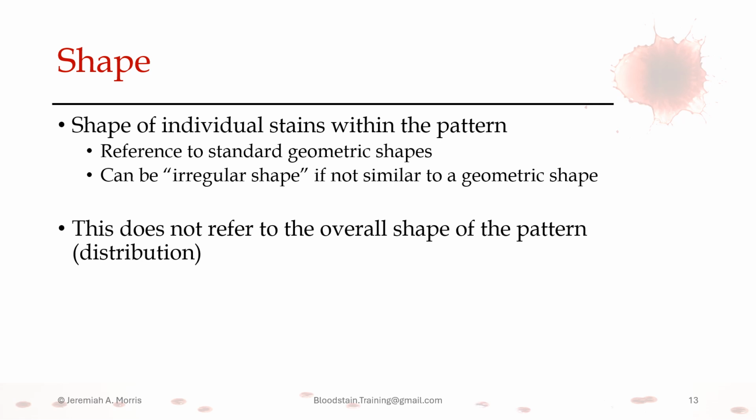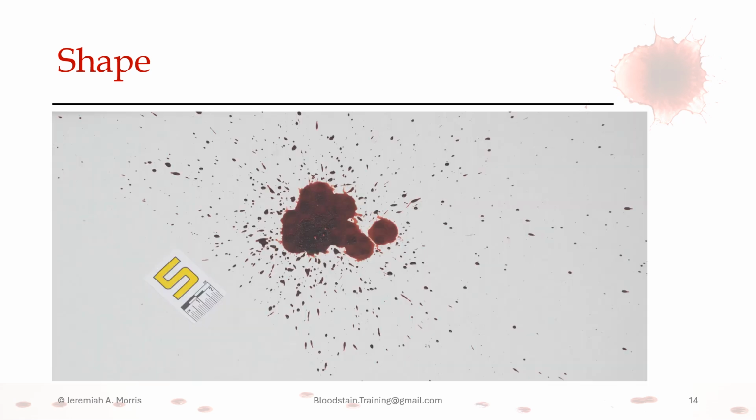Now this doesn't deal with the shape of the overall pattern. That's going to be the distribution. We're dealing with the shapes of the individual stains within that pattern. So with this particular pattern here, we've got two different areas. We've got the central area, which is going to be our parent stain, and we're going to describe the shape of that. And then we're going to have the stains that are surrounding the parent stain.